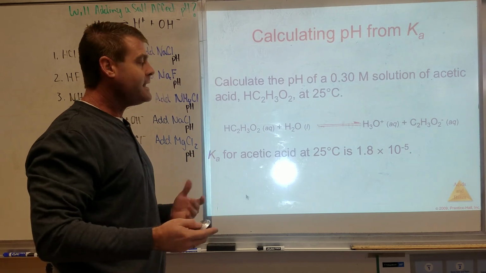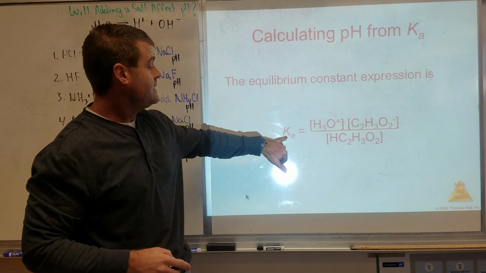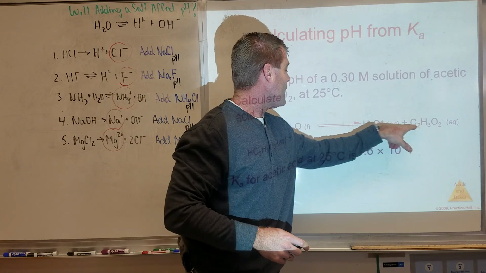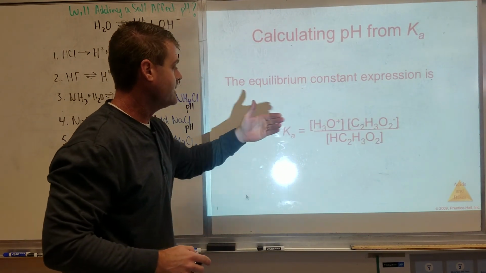So we need to get the pH. You've got the equilibrium constant expression. When that expression comes, it's the ratio of products to reactants. Notice it's missing the water. So this is our Ka expression right here.